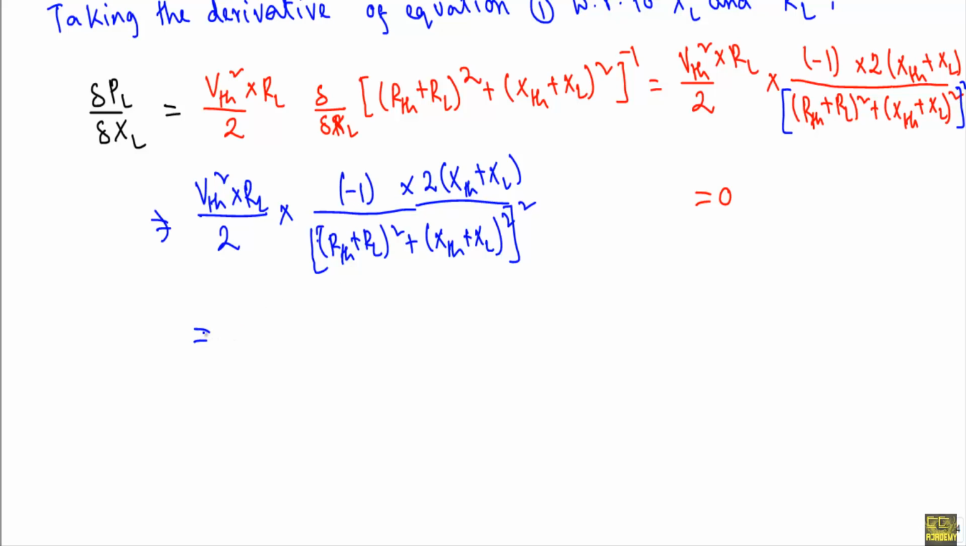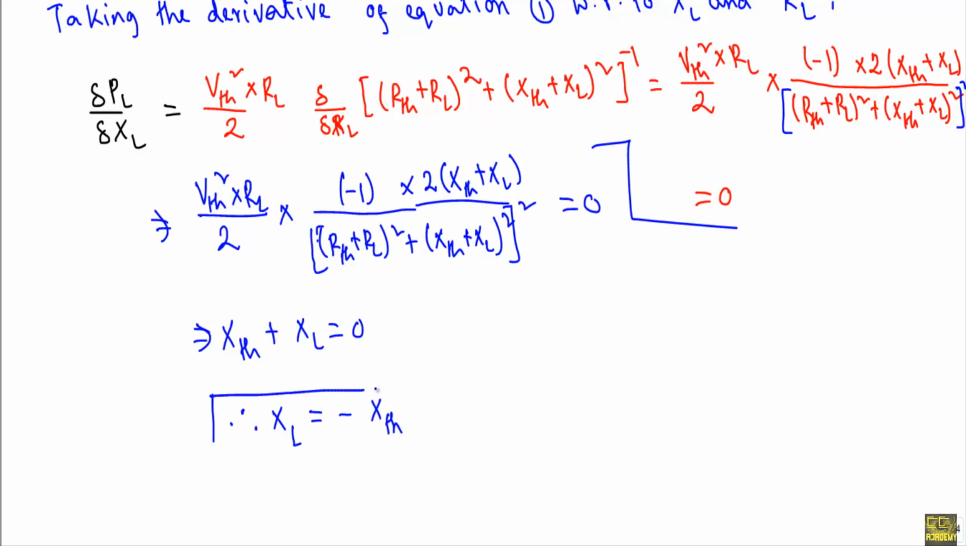From here I can write XTH plus XL is equal to 0. Here this will be equal to 0. Okay, don't forget it. So for maximum power, the value of reactance will be equal to the minus of Thevenin reactance of the circuit. This is a condition. Let's say this will represent equation number 2. For maximum power, XL will be equal to minus XTH.